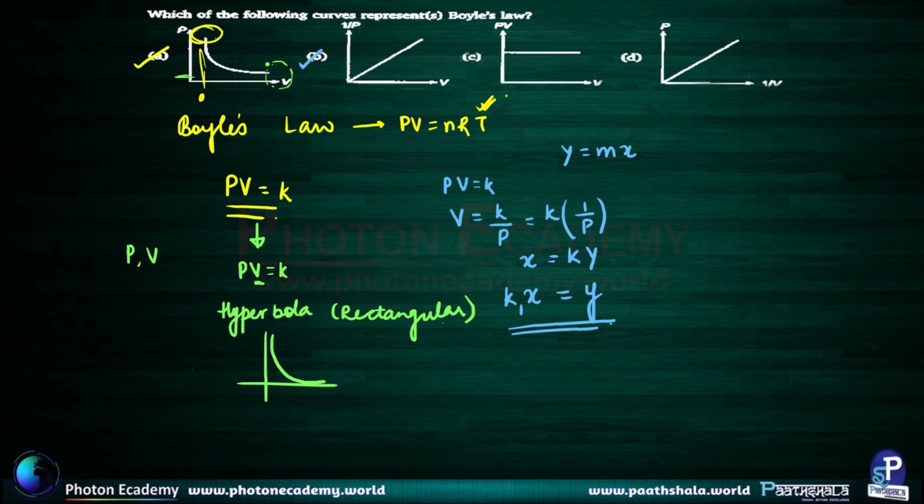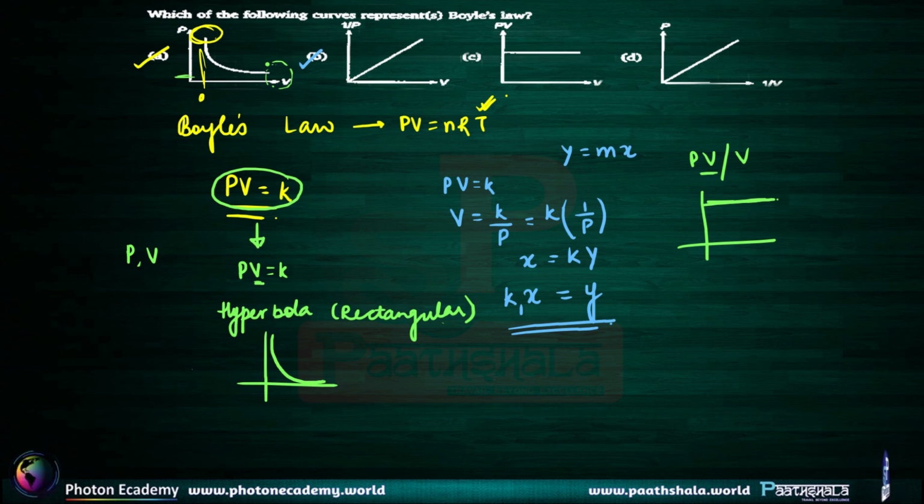Now for the third graph, we have PV versus V. Now PV, as we calculated here, was a constant for Boyle's law. So be it any value of V, PV has to remain constant. That is a straight line. So option C is also correct.